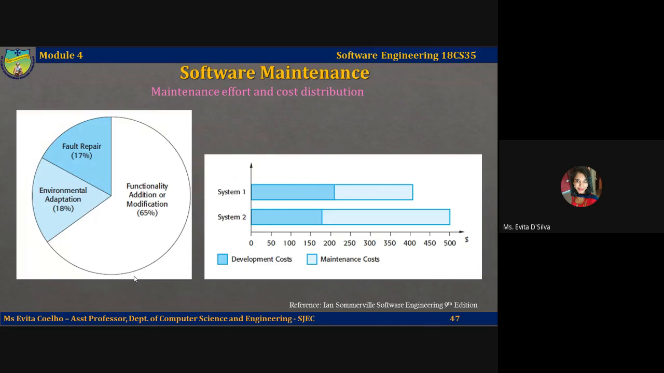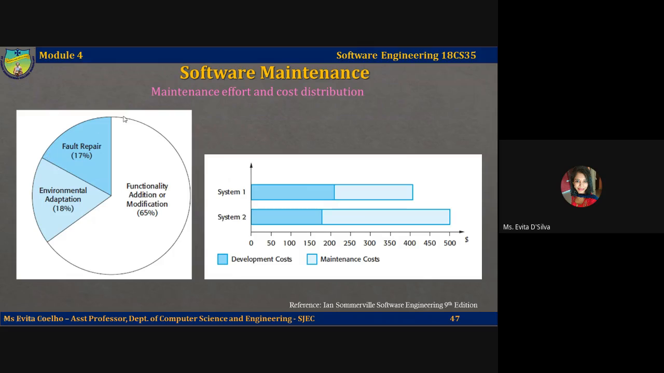Now, on this slide, you see two figures. This first figure indicates an approximate distribution of maintenance costs based on the different types of maintenance. The specific percentages will vary from one organization to another, but universally, repairing system faults is not the most expensive maintenance activity, as you can see here. Evolving the system to cope with new environments and new or changed requirements consumes most of the maintenance cost.